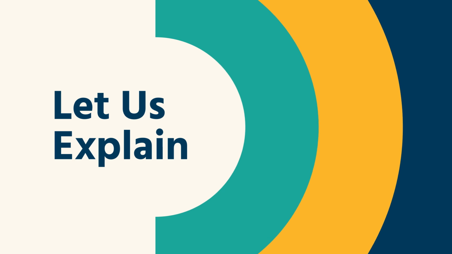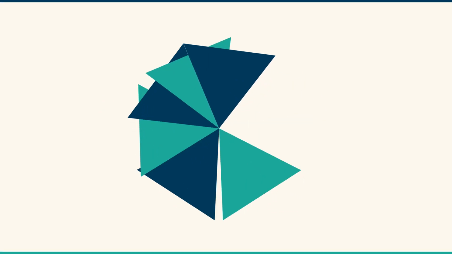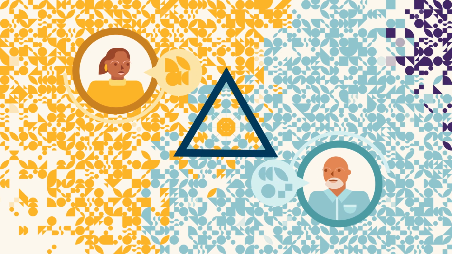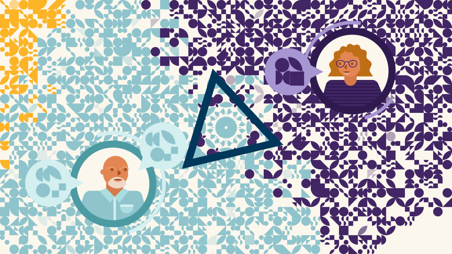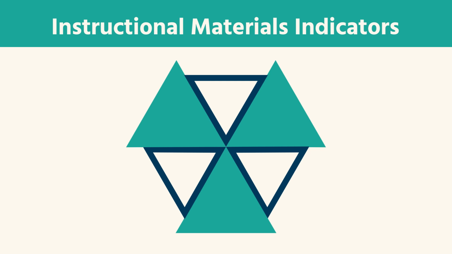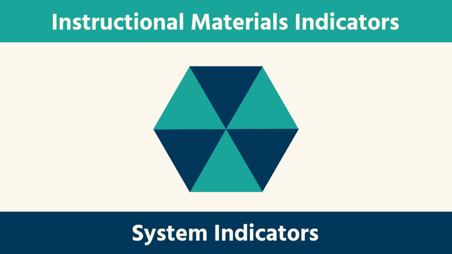Let us explain. The Hexagon tool, developed by the National Implementation Research Network, is a process for listening deeply to your key stakeholders in order to make informed decisions, and also acts as a guide as you prepare for implementation. It consists of 3 indicators focused on the instructional materials and 3 indicators focused on your system. In the case of this tool, the system means your district or your charter network.